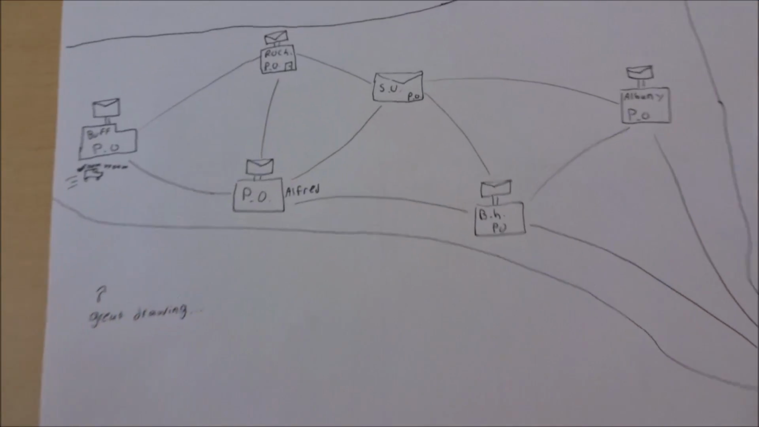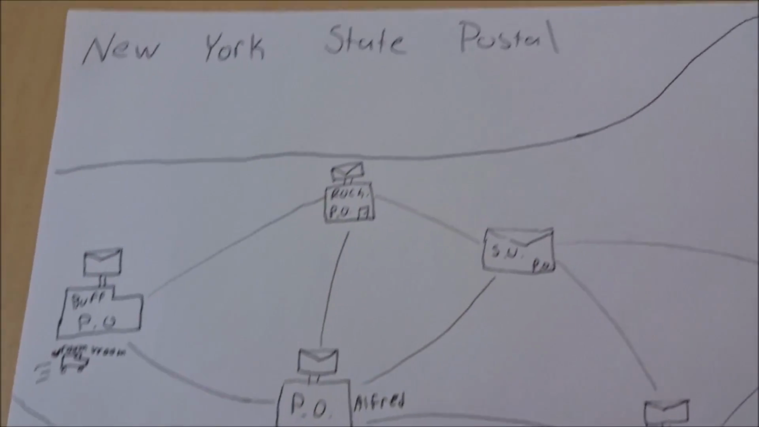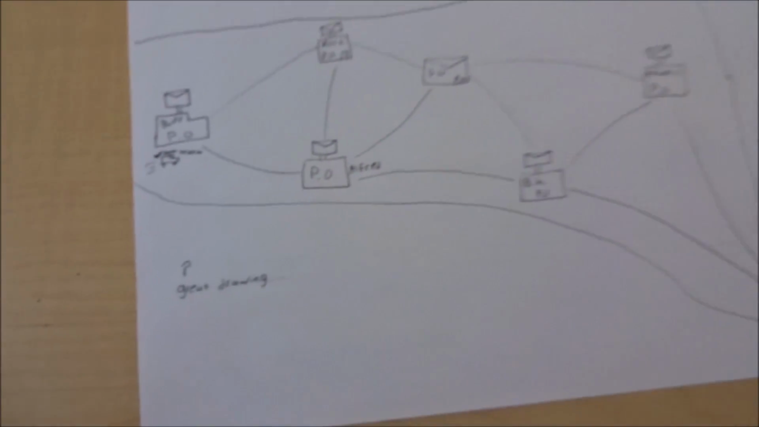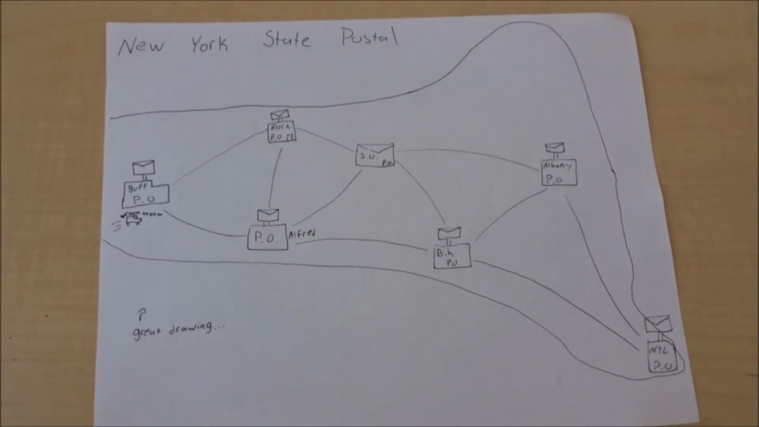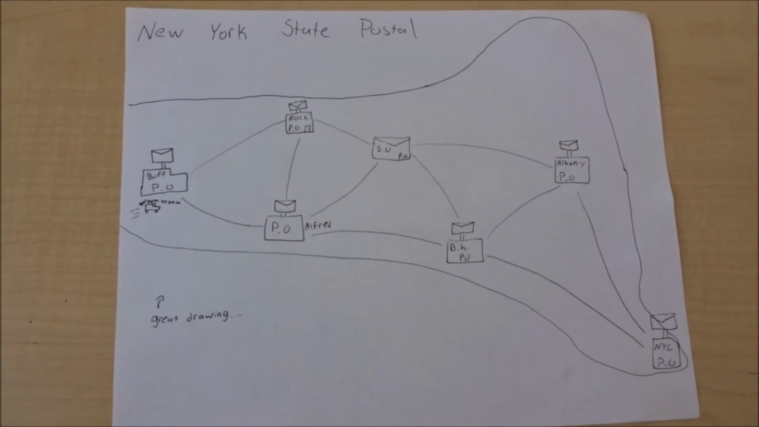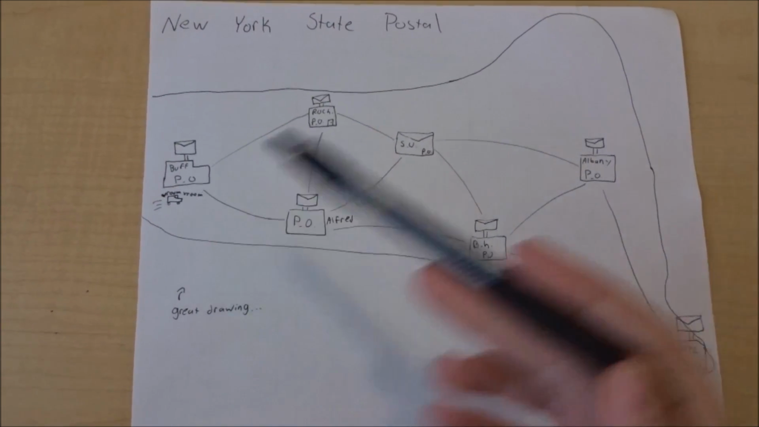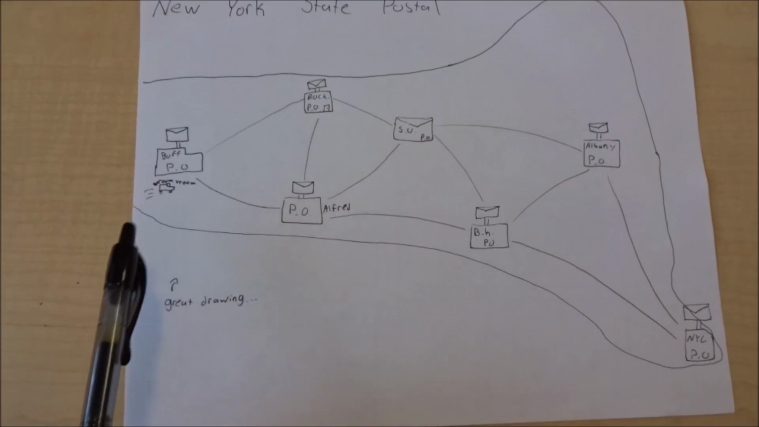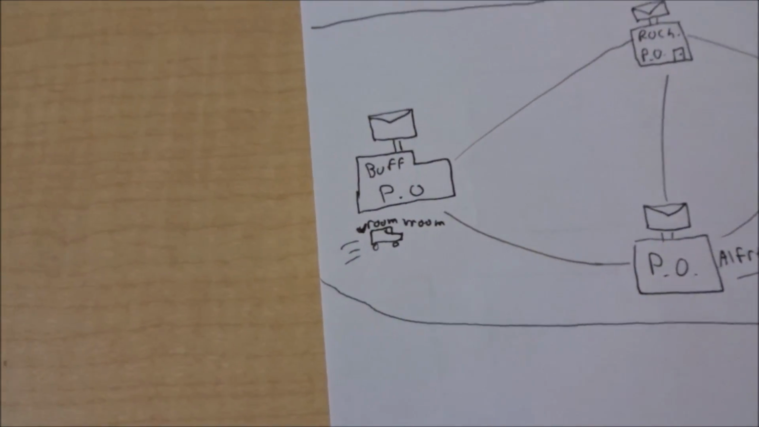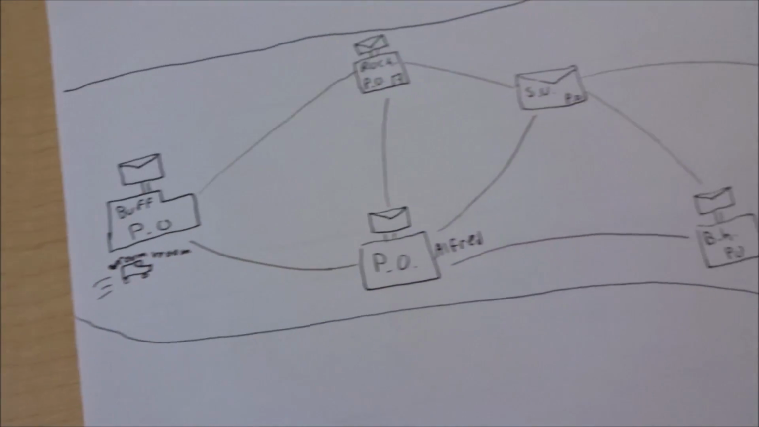A good drawing of New York. So this is our really fantastic drawing of New York. Really good drawing. Greatest drawing around. It's like the New York Postal Service and the post offices in different cities. So obviously we're in Buffalo. Let's say we need to get a message from Buffalo to somewhere else.